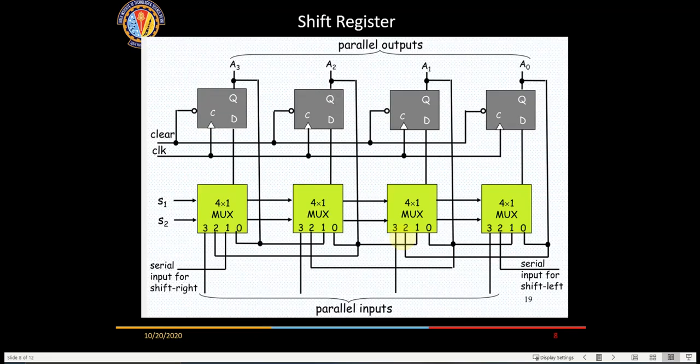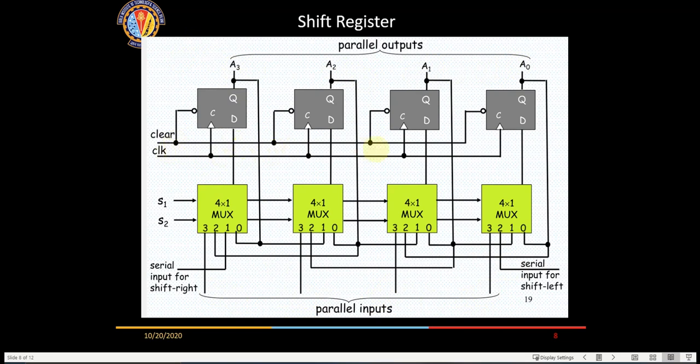Now this is a universal shift register. You need to understand this very carefully. This is very widely used. So we will see what is done. This is the serial input for shift right. This is the serial input for shift left, right? These are the parallel inputs 1 2 3 4. These are the outputs which are available 1 2 3 4.